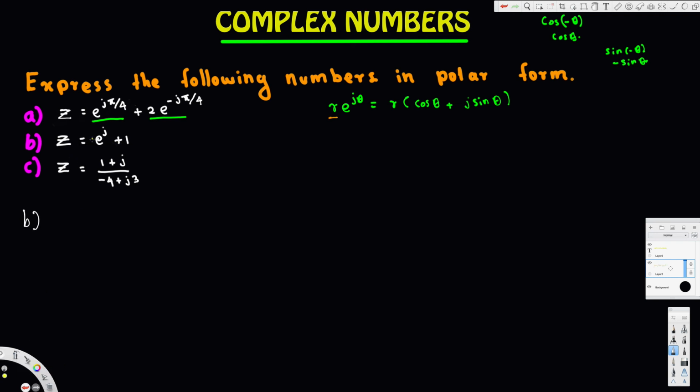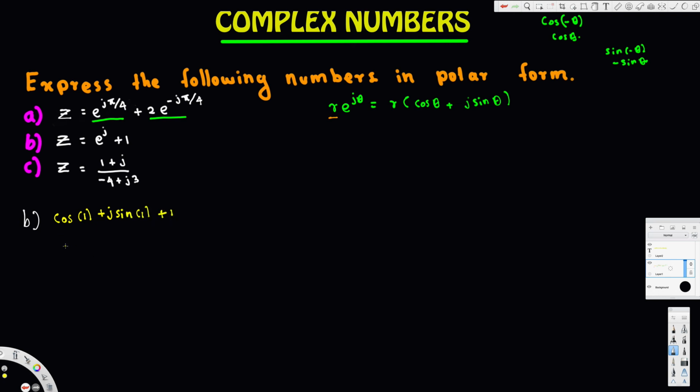What is our coefficient right here? The coefficient is 1, right? So 1 is the r. Then the angle is 1, but that is in radians. So we are just going to put cosine 1 plus j sine 1, plus 1.